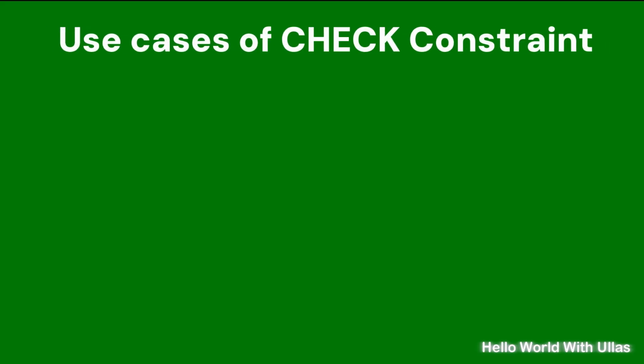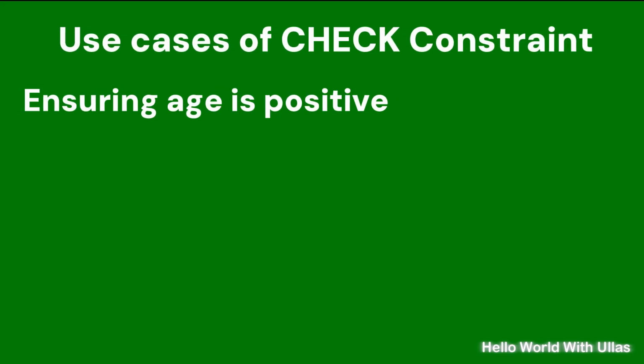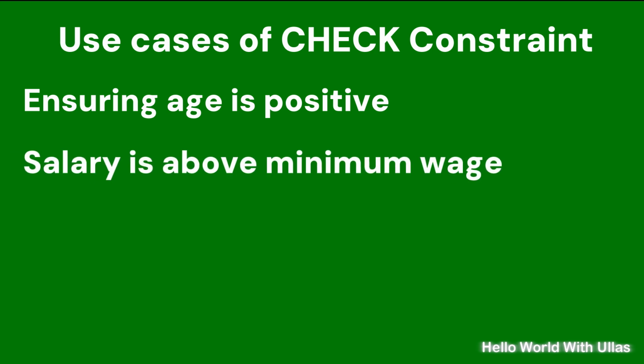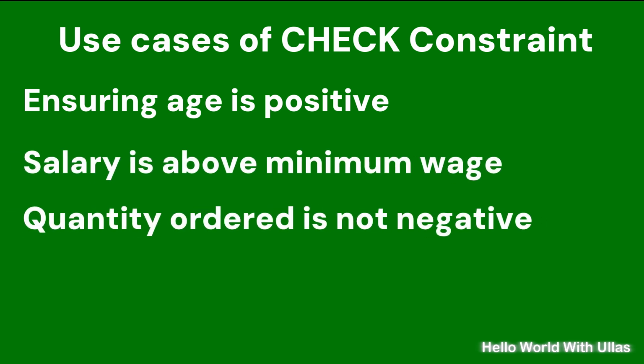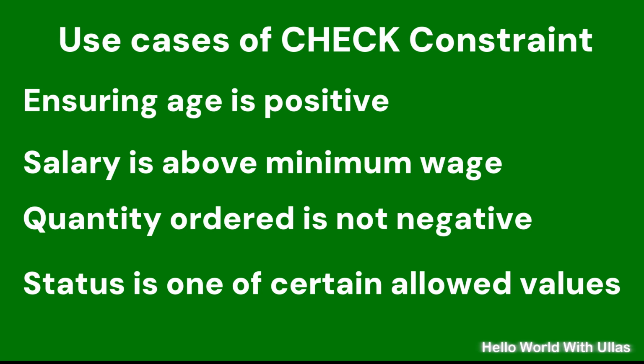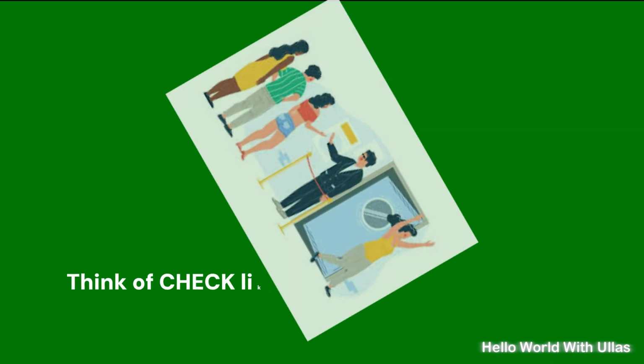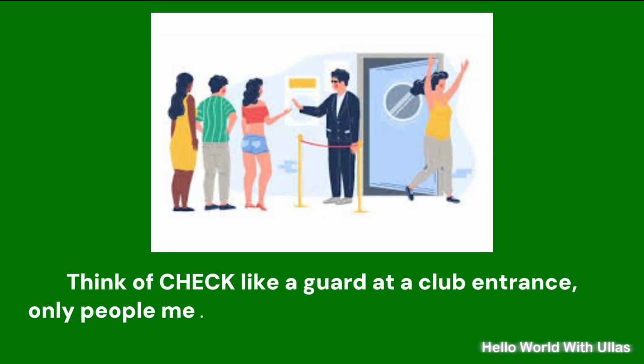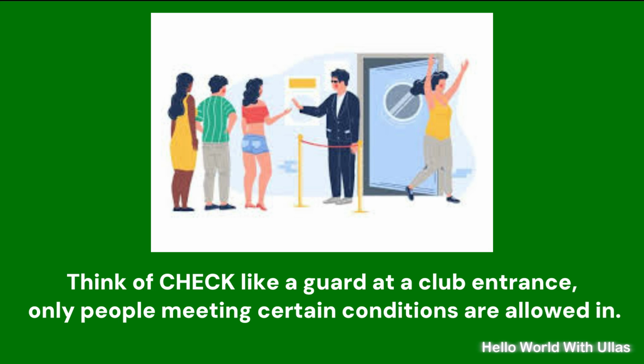Some use cases of check constraints are ensuring age is positive, salary is above minimum wage, quantity ordered is not negative, status is one of certain allowed values. Think of check like a guard at a club entrance. Only people meeting certain conditions are allowed in.